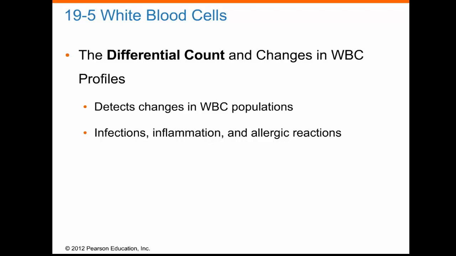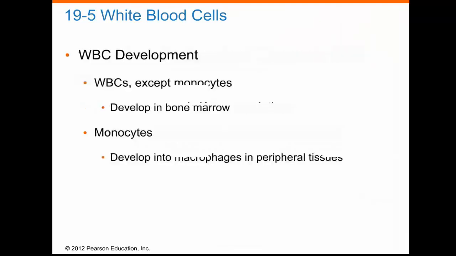You can have a test called a differential blood count, which looks at changes in the white blood cell profile. This would be done routinely if a person is presenting with what looks like an infection. The cardinal signs of infection are a raised temperature and skin that is hot, and they may have an area on the body that is hot, which might have an infection. The test detects changes in the white blood cell population. If we have a rise in the white blood cell population, it can indicate infection, inflammation, and allergic reactions.